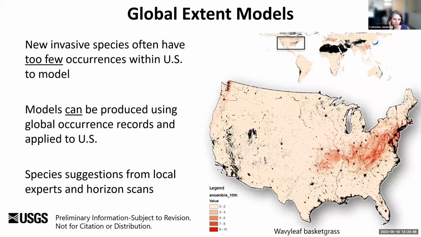Again, species suggestions for this are coming from local experts and also from horizon scanning efforts. And again, we're always happy to receive suggestions of species to include here. One of the big differences with these models from the ones currently in INHABIT is that the ones in INHABIT right now are 90-meter resolution, but these global models will be at a 1-kilometer resolution.